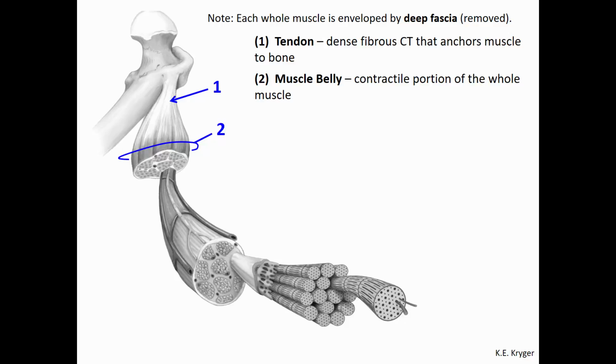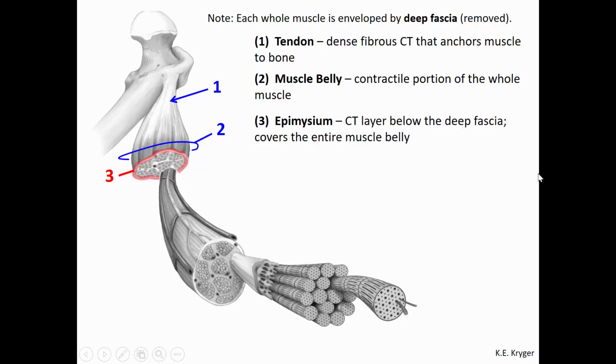Now this muscle belly is surrounded by connective tissue. So think of this as being like a sock being put on your foot. And this connective tissue, number three, is called epimysium. Epimysium is just a connective tissue layer below the deep fascia, and it covers the entire muscle belly, just like your sock covers your foot.